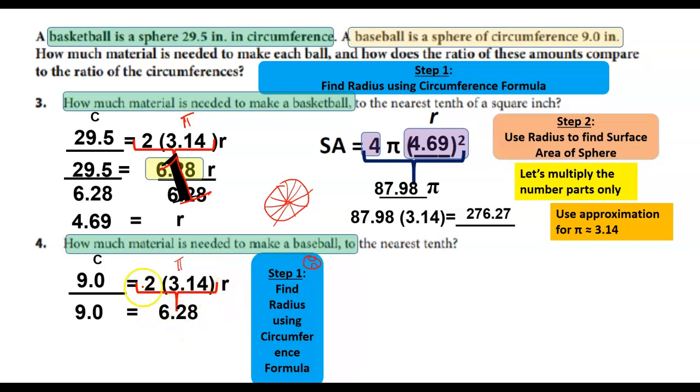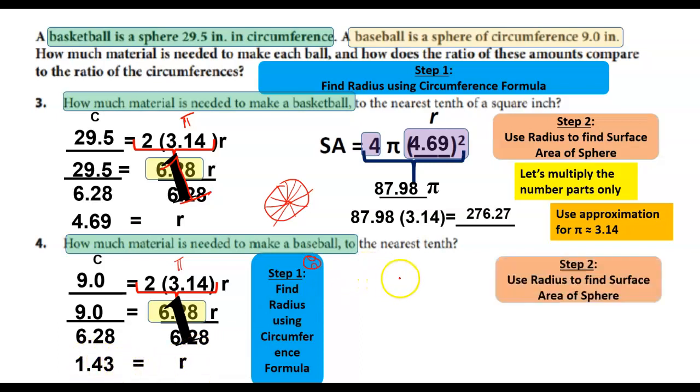I'm going to bring down my r, my 9. What's the opposite of multiplying by 6.28? Dividing. So we're going to divide both sides by 6.28. Anything divided by itself is 1. And what is radius equal to? Hopefully you calculated that out. That'd be about 1.43.